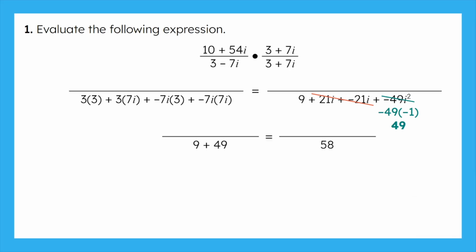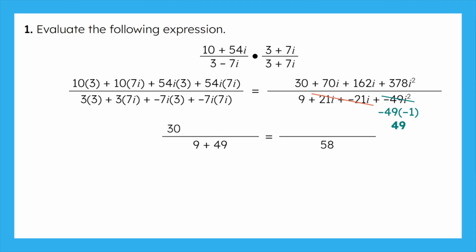We distribute the 10 and positive 54i of the first numerator to the 3 and positive 7i of the second numerator, which evaluates to 30 plus 70i plus 162i plus 378i squared. We can't combine the 30 with any other term, so it'll stay the same. We can combine 70i and 162i though, which equals 232i. 378i squared equals 378 times negative 1, simplifying to negative 378. Now we can combine the 30 with the negative 378, which equals negative 348.